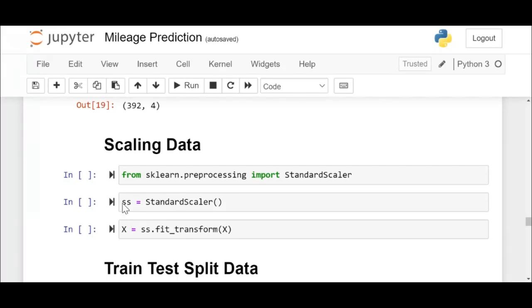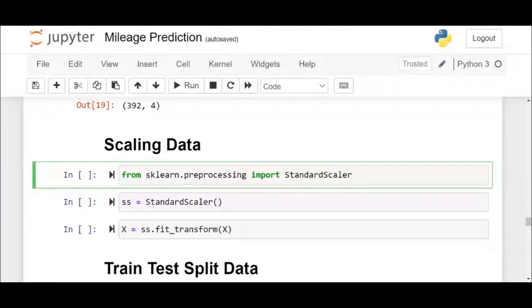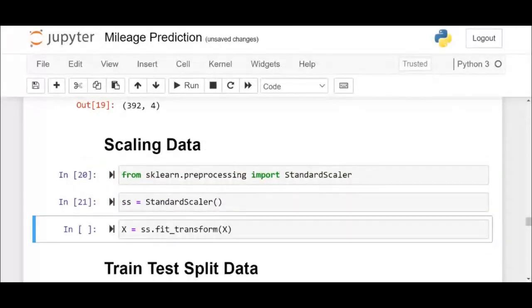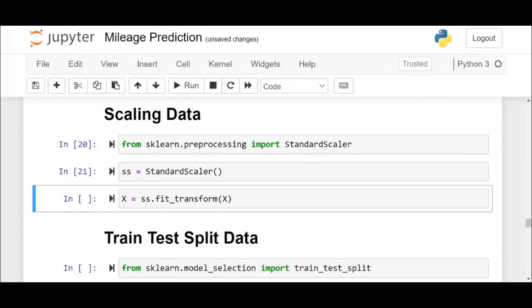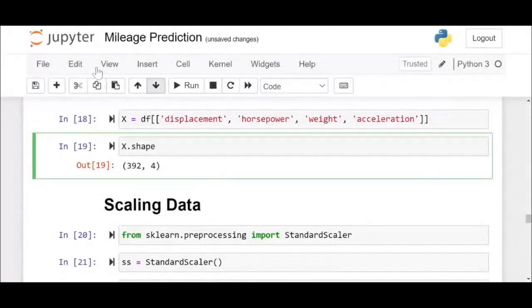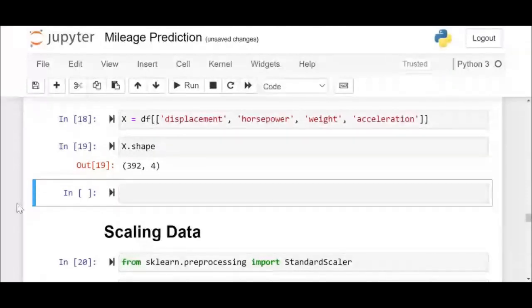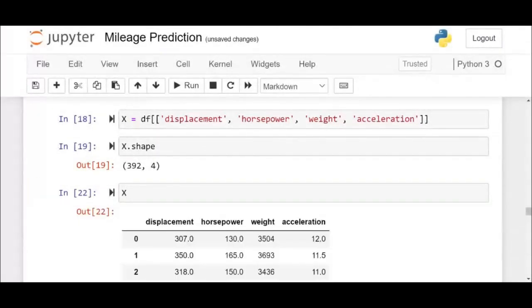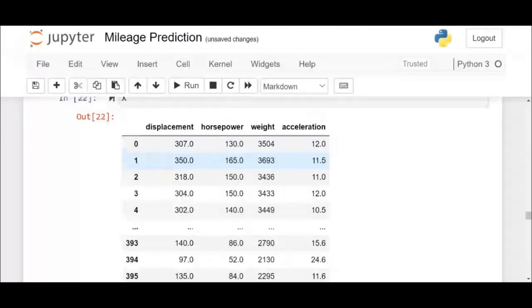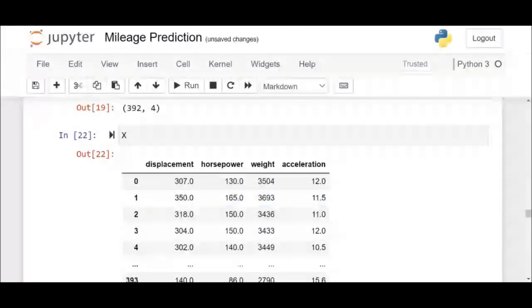So we are going to use the StandardScaler from the sklearn preprocessing module. We run it and initialize the standard scaler, and then we fit and transform in a single line the standard scaler on X and rewrite our features. Before that, these are our features which we have extracted from the complete data frame. We have four features: displacement, horsepower, weight, and acceleration.